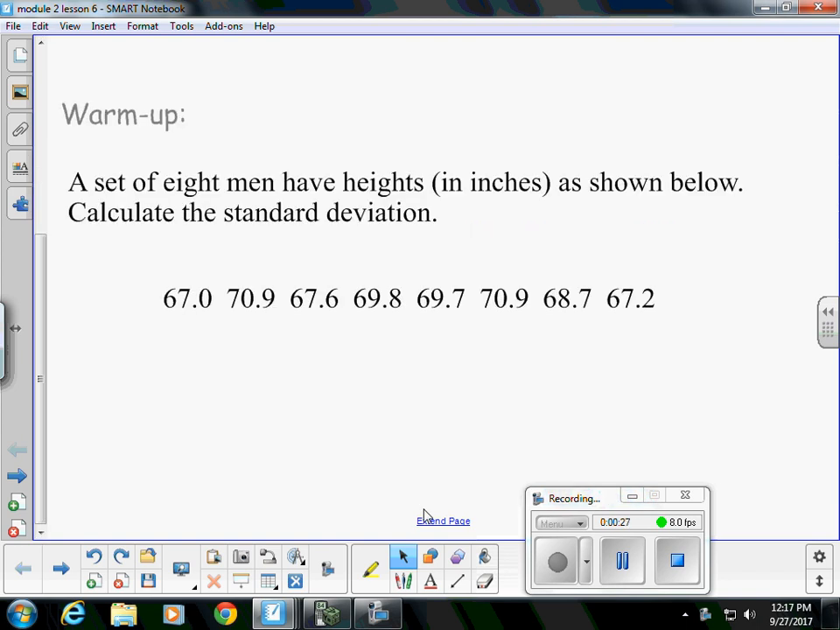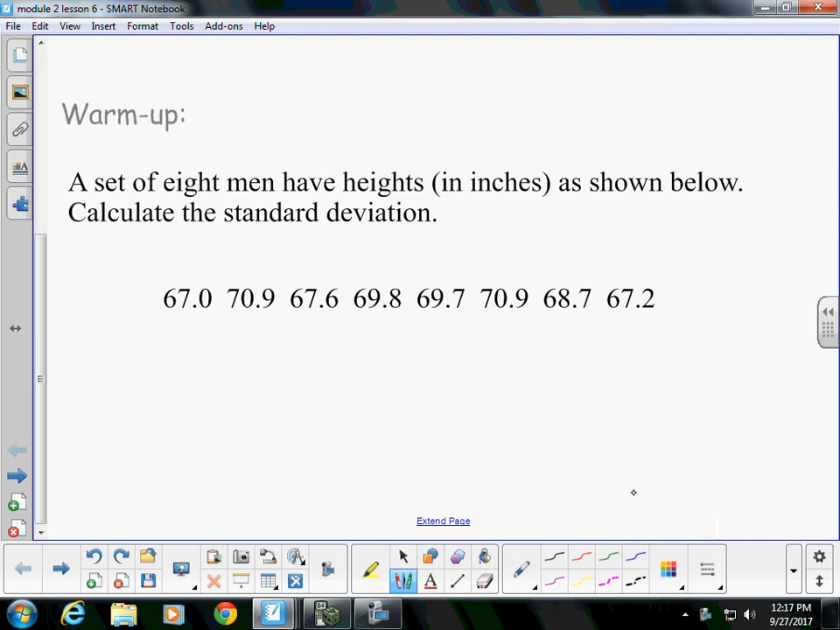So our warm-up for this lesson is to do the standard deviation by hand. And then we're going to use the exact same problem and do it by graphing calculator. So there are 6 steps to do this problem by hand. We're going to start off first by finding the mean. So we're going to add up the numbers and divide by the amount of numbers.